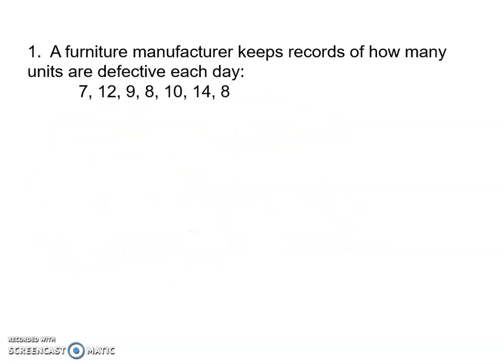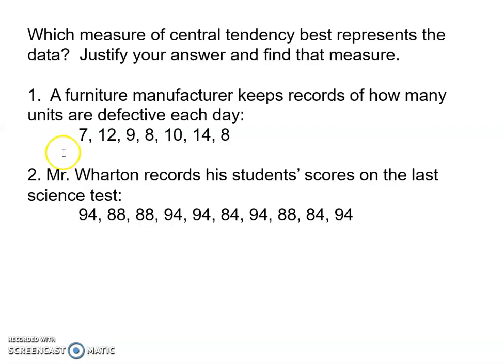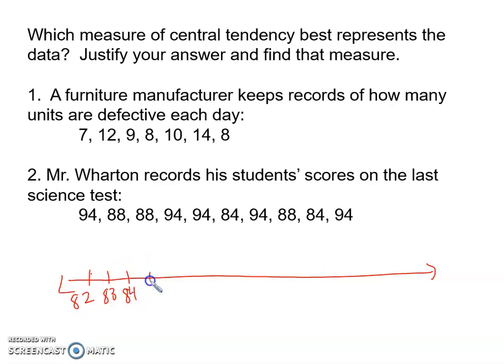So we're going to go to this set of data here. Okay, we'll look at the second piece of information. So I'm going to draw a number line again. And the lowest number I have looks like 84. So I'm going to start a little bit before that. And I'm just going to make me a number line. Now my highest number looks like 94. So I'm going to go a little bit higher than 94 to get a number line.